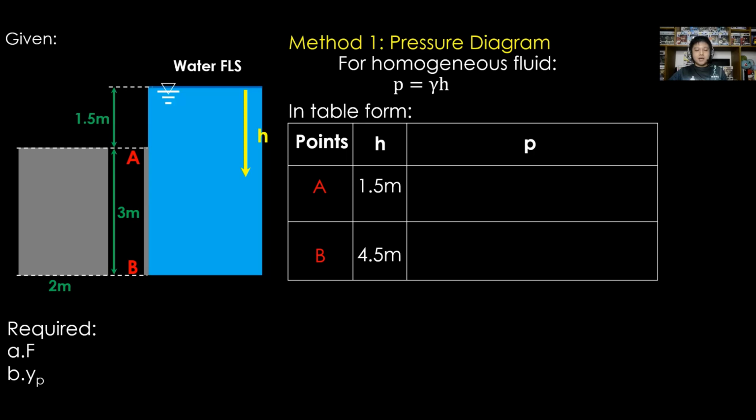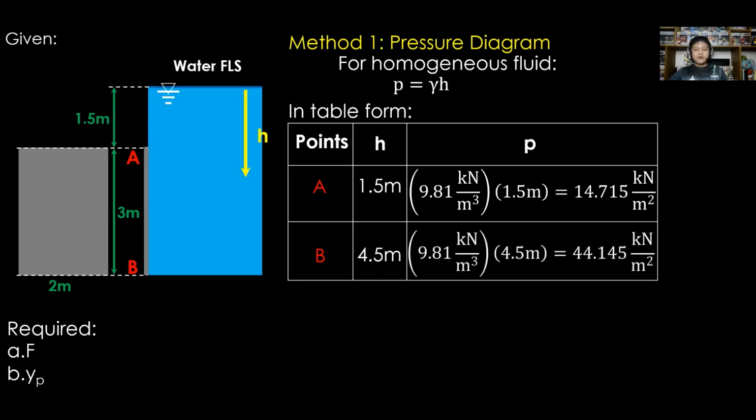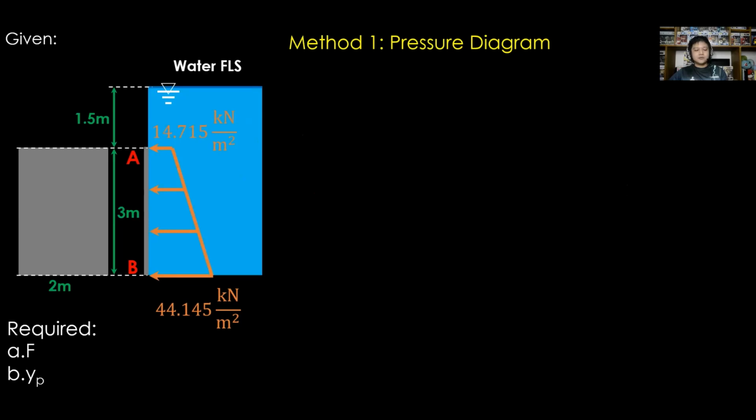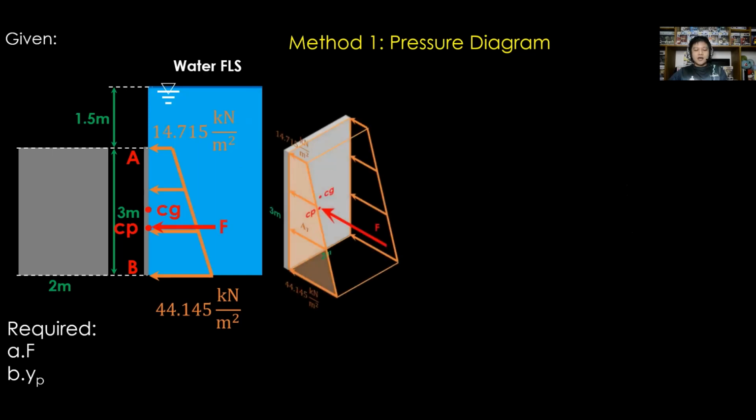So for P at A, the value is 14.715 kilonewtons per square meter. And at B, 44.145 kilonewtons per square meter. Assign these values at A and B. Then, draw the pressure diagram. Next is, determine the value of force F and location Y sub P.